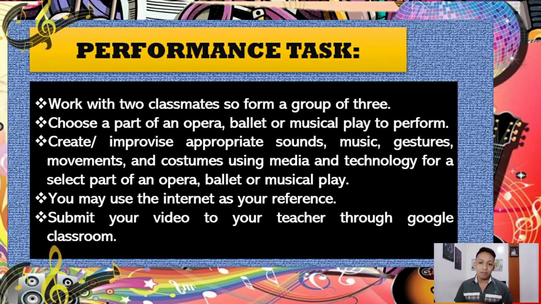Work with 2 classmates to form a group of 3. Choose a part of an opera, ballet, or musical play to perform. Create or improvise appropriate sounds, music, gestures, movements, and costumes using media and technology for a select part of an opera, ballet, or musical play. You may use the internet as your reference. Submit your video to your teacher through Google Classroom.